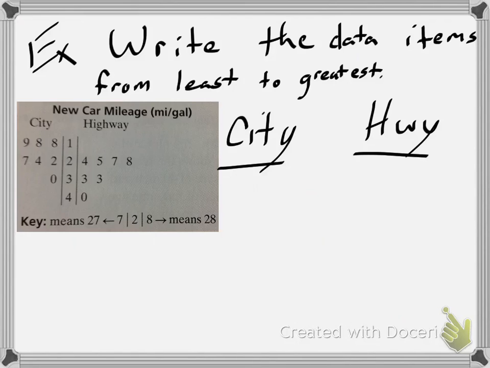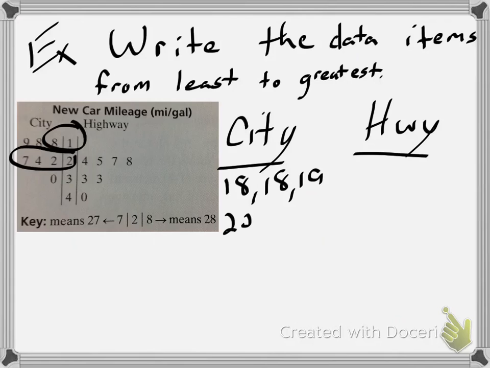Okay? So, I'm going to write down city first. City, we're going to start up here. So we have 18, 18, and then 19. And then we're going to do these 22, 24, and 27. And then these 30. And there's not one on the 4, so it's just stuck there. Alright, so that's the city.